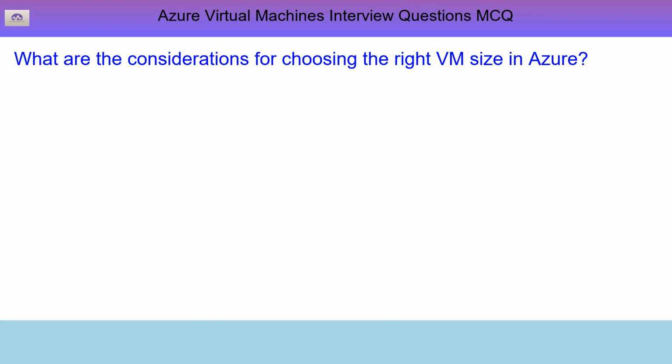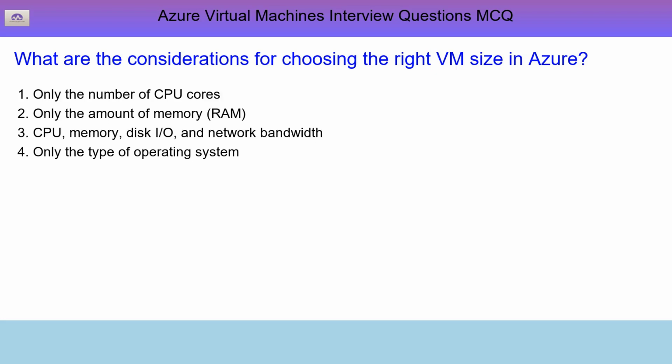What are the considerations for choosing the right VM size in Azure? Here are your options. 1. Only the number of CPU cores. 2. Only the amount of memory, RAM. 3. CPU, memory, disk I/O, and network bandwidth. 4. Only the type of operating system. The correct answer is CPU, memory, disk I/O, and network bandwidth.